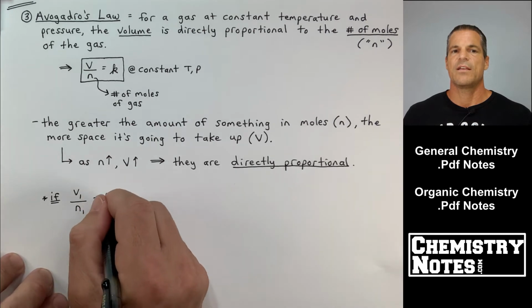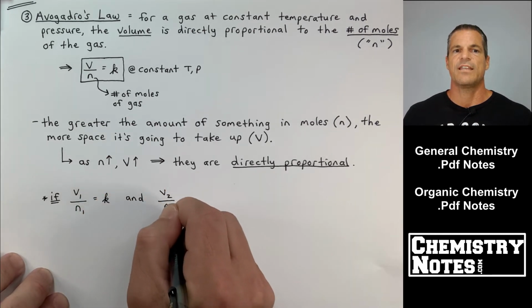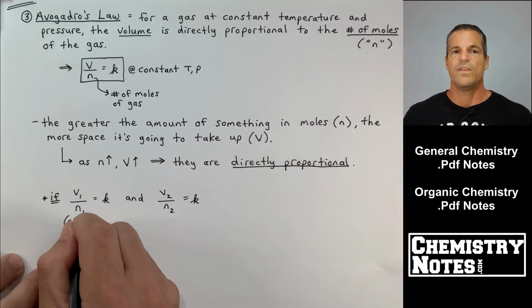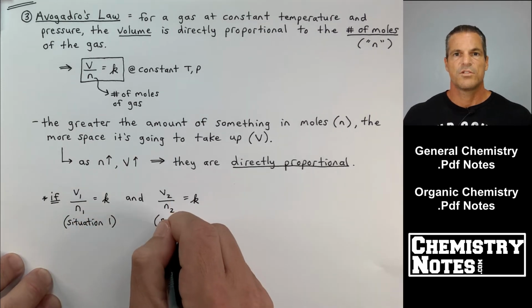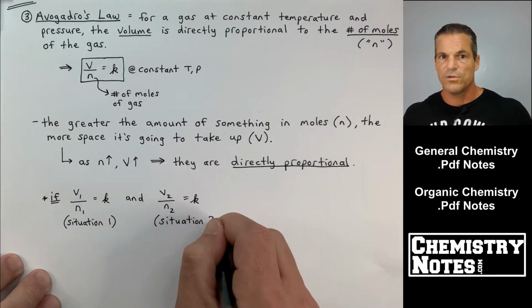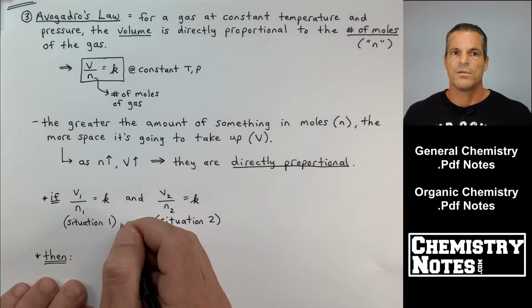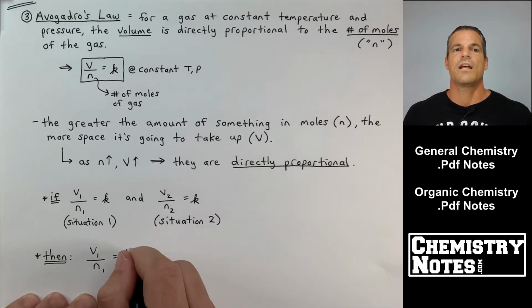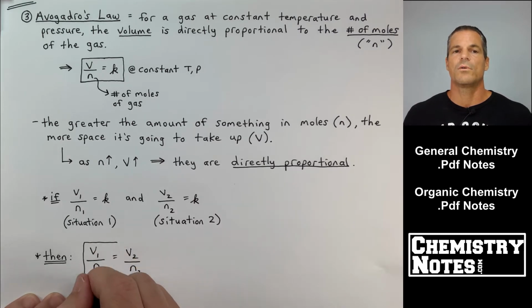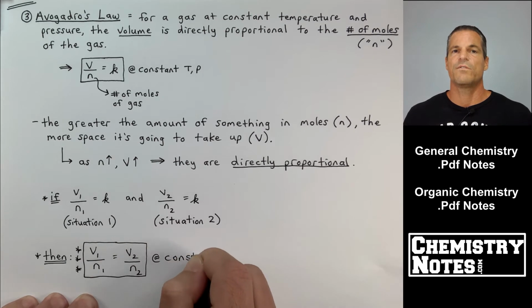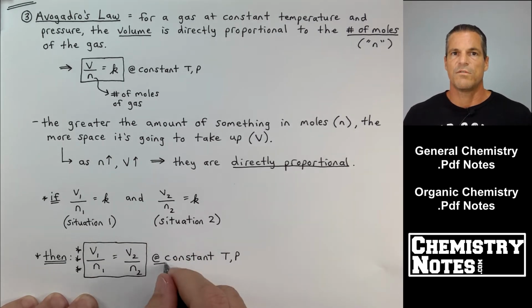What I'm getting at here in the if statement is that in situation 1, V1 over N1 equals K. Change the conditions to situation 2, V2 over N2 is also equal to K. Set them equal, and you get, with 3 stars down there, that box is your usable, workable version of Avogadro's law. V1 over N1 equals V2 over N2.